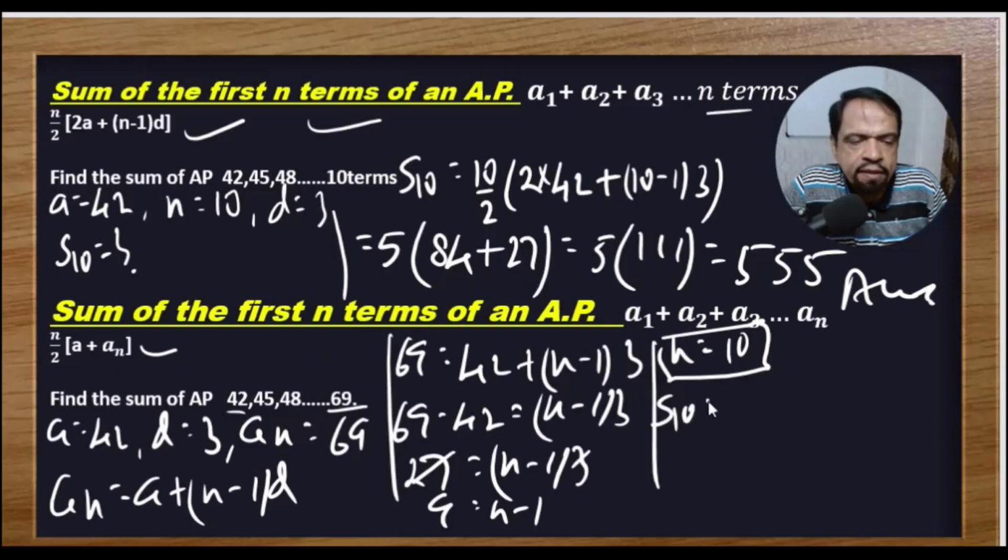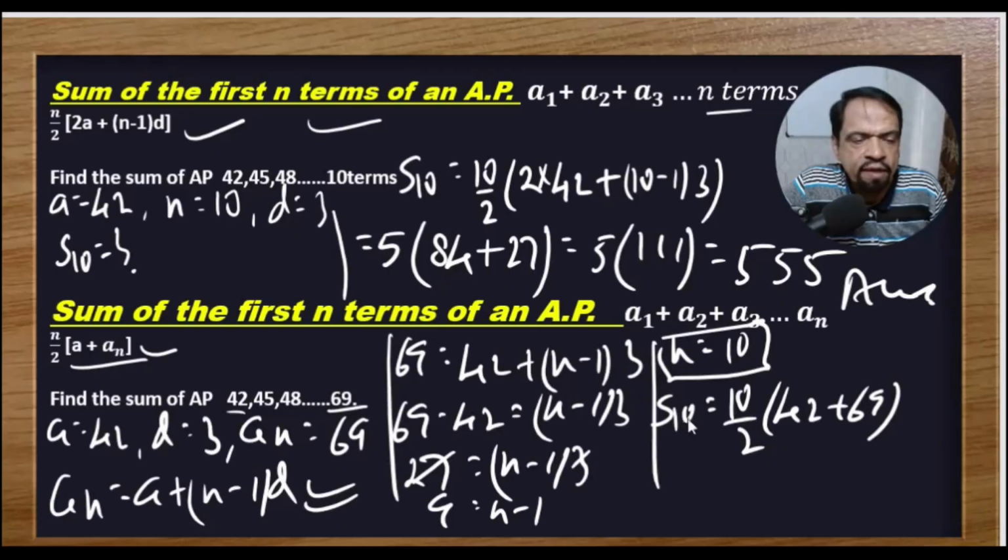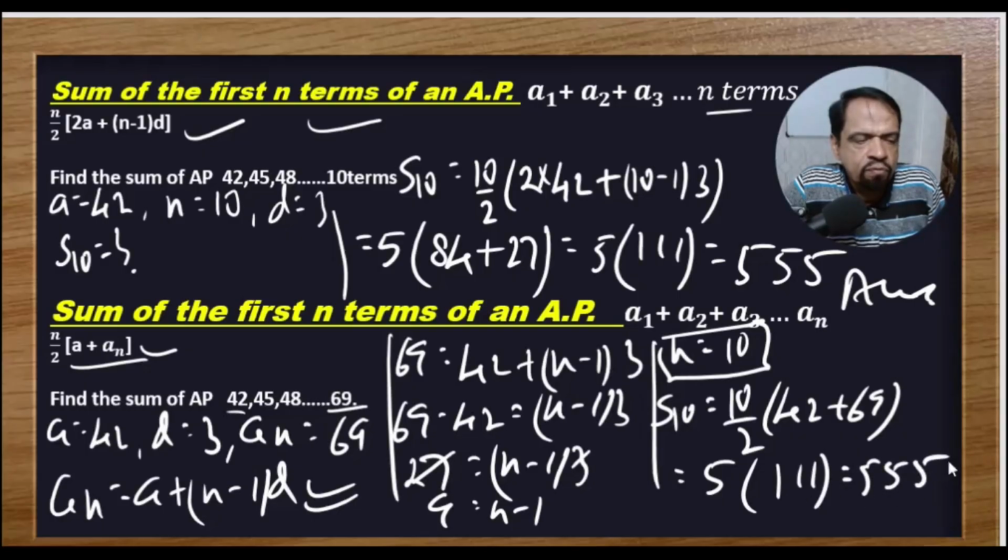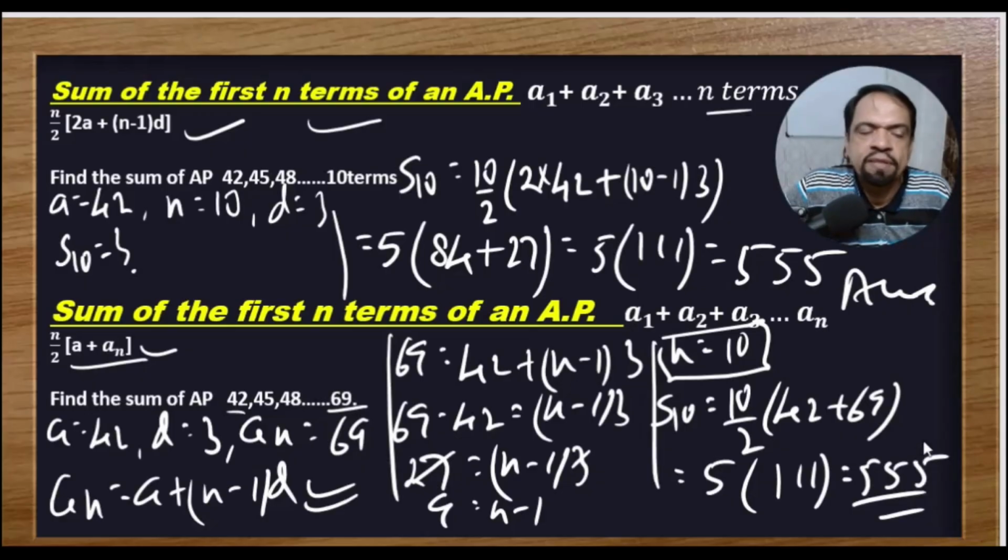See, S10 is equal to 10 by 2. I am writing directly using this formula: a plus an. a means 42, an is 69. First we found n using the general term formula, then we keep it here. So it will be 5 into 111. This is also 555, the sum of all the terms of this AP.